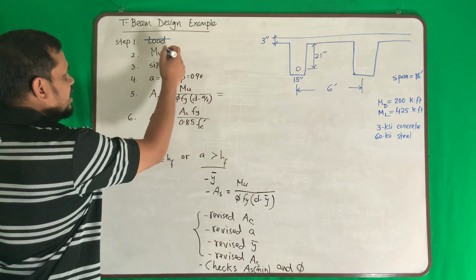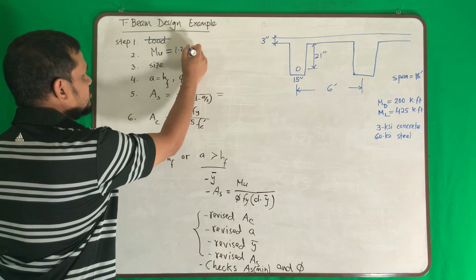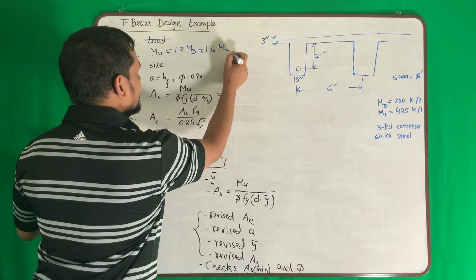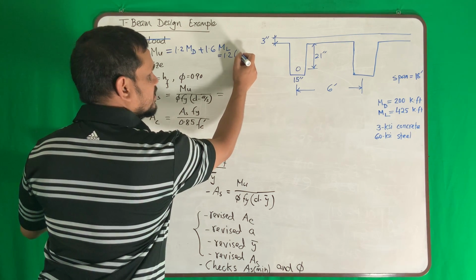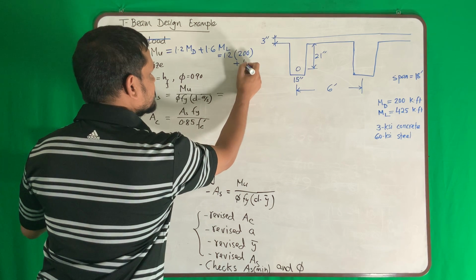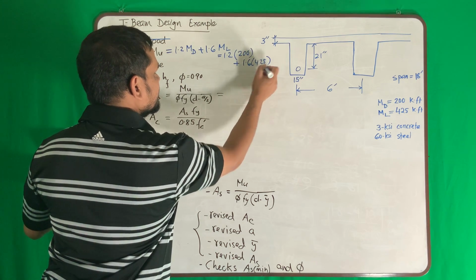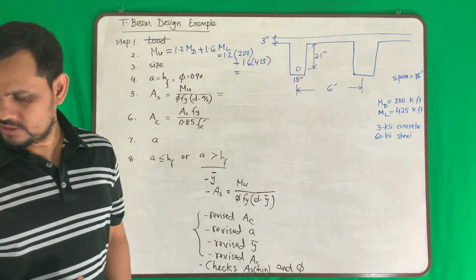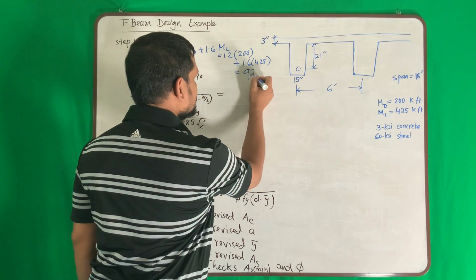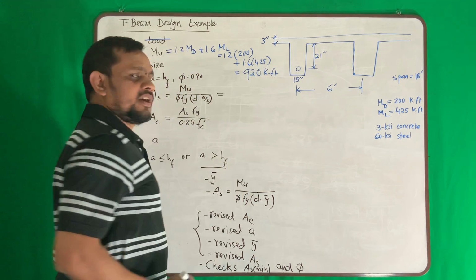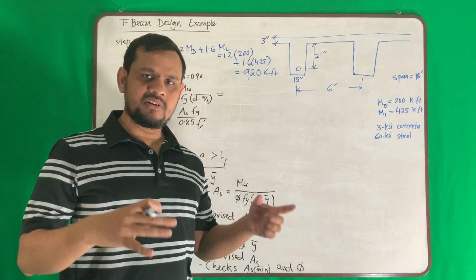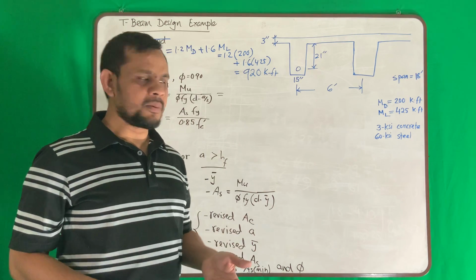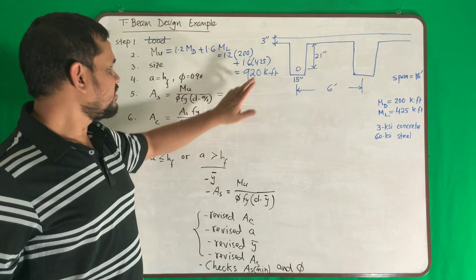So I need to calculate my factored moment, which is 1.2 MD plus 1.6 ML. This is 1.2 times 200 plus 1.6 times 425. So my factored moment will be 920 kip-feet. Again, I am solving this problem from your book. It is already solved in the book. I am doing it step by step so that you can follow better. So we got our factored moment 920 kip-feet.